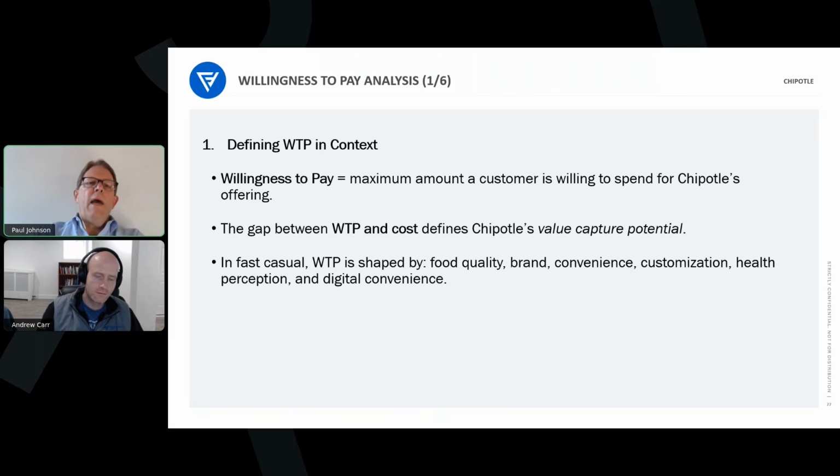All right, willingness to pay. Now the idea is willingness to pay is, in theory, the maximum amount customers are willing to spend for a Chipotle offering.